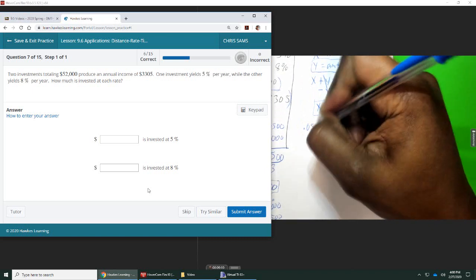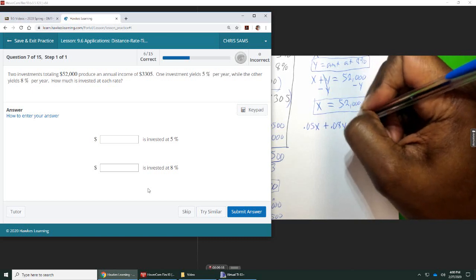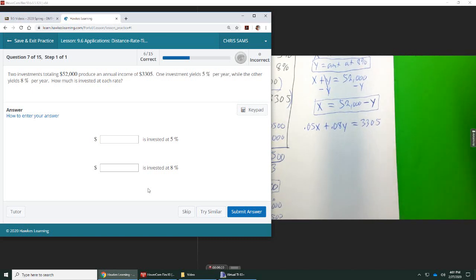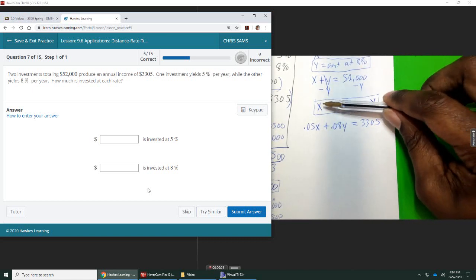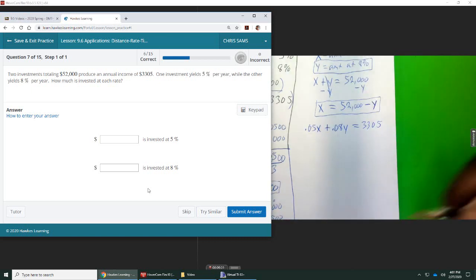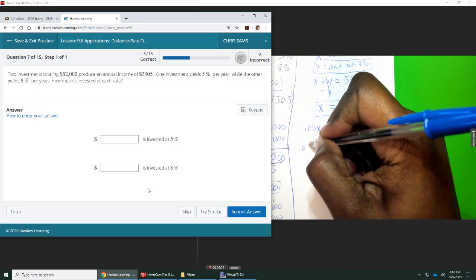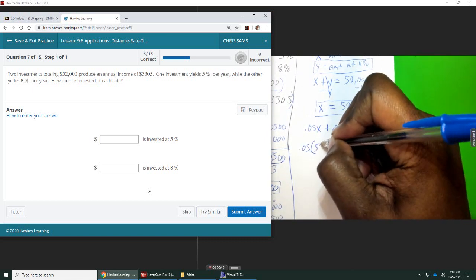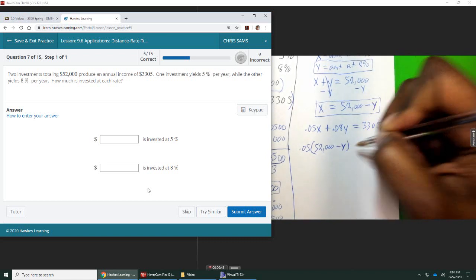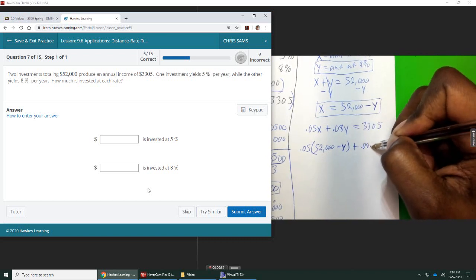Okay, so when I set this up, I can now use this second equation, which we're going to say, okay, 0.05 times the amount invested plus 0.08 times the amount invested at that rate still equals 33,005. What we're going to do now, we're going to substitute what x is right here. So we have one equation with one variable. So I'm going to replace x with 52,000 minus y. So I have 0.05 times 52,000 minus y plus the 0.08y equals 33,005.